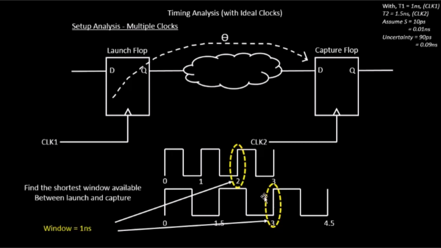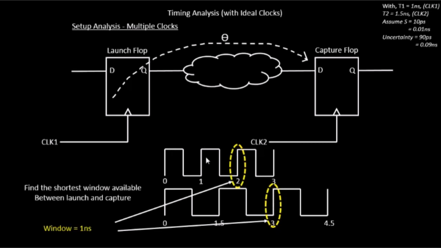So there are three scenarios. Let's say you try to close your design, or optimize your data path, in such a fashion that the combinational delay theta is less than 1 nanosecond, let's say it's 0.9 nanosecond. If the combinational delay was optimized to achieve 0.9 nanosecond, that will satisfy the condition where the data is launched at 2 and captured at 3.